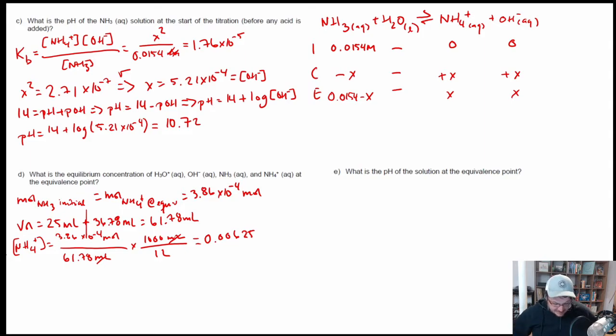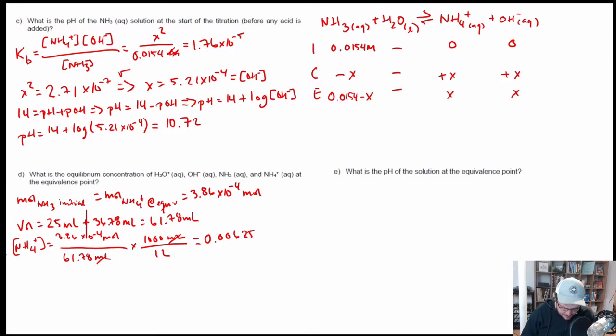Right, which is less than what the initial concentration of the ammonium was, which makes sense because the volume is higher now, so it's been diluted down, and so that's going to change what's going on. But now we know what that is. So the next thing is, I'm just going to move on, and it's going to fall under part E, but part E is basically just part of part D.